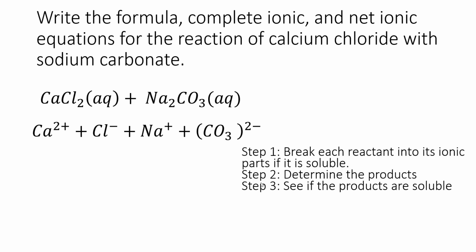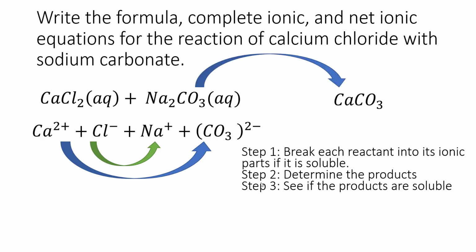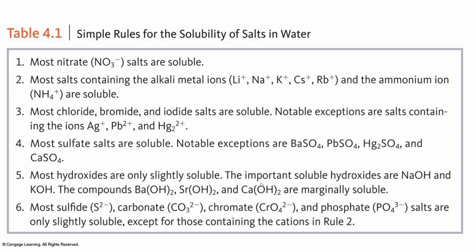So we've broken them apart, and now we need to determine the products. So this is where you mix your positives and your negatives, and you form new compounds. Then we check and see if those new compounds are going to be soluble. And I do recommend stopping the video at any point. Make sure you know how you predicted the compounds. You remember, just crossing those charges. So now let's check and see if these products are soluble. So we've got sodium chloride as the first one. If we look at Rule 3, it says most chloride salts are soluble. So sodium chloride is soluble.